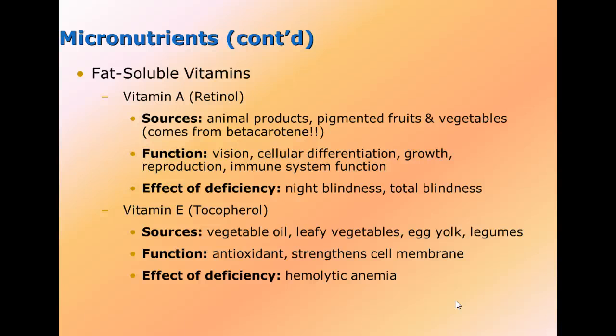Vitamin E, also called tocopherol, we find it in vegetable oils, leafy vegetables, egg yolks, and legumes, which are also beans. The function is it acts as an antioxidant to strengthen cell membranes. The effect of a deficiency is hemolytic anemia. You may have heard of people taking those little vitamin E tablets, breaking them open and rubbing them on their skin because it helps strengthen the skin cells too.